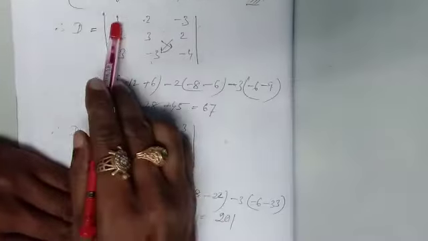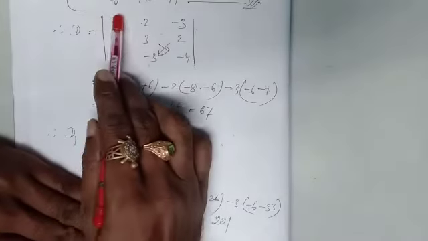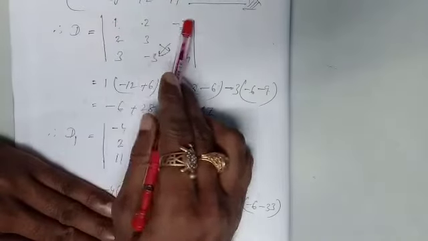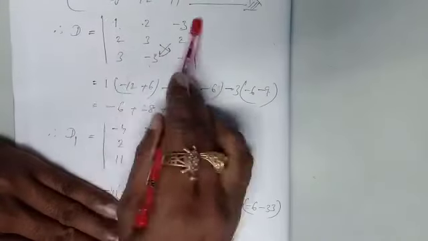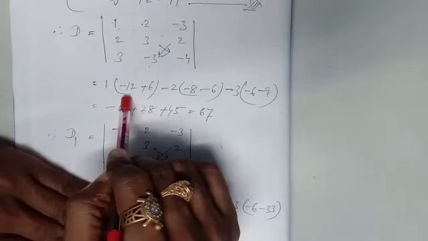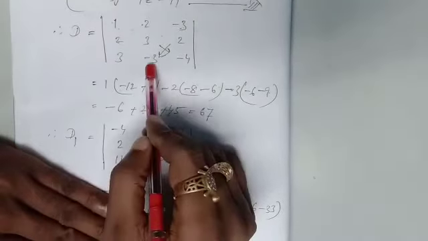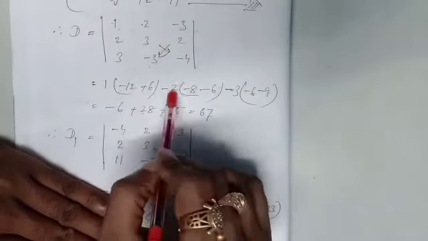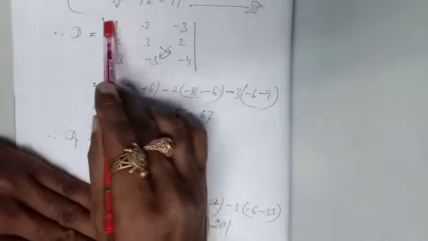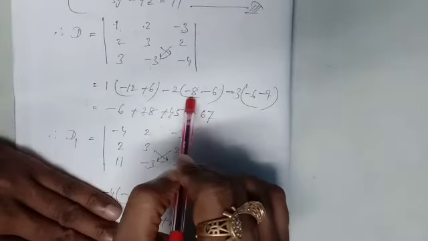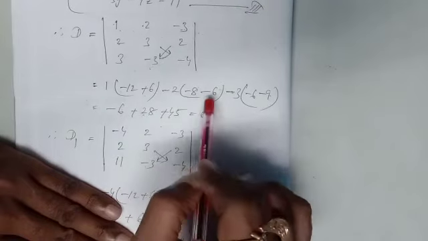How to evaluate? Already I have explained. The first number is 1. If you want to break it row wise, first row, 1 into, omit that row and column: 3 into minus 4, it is minus 12. Minus of 2 into minus 3, that is plus 6. Again, second number is minus 2. Omit this column and row: 3, 2 into minus 4, that is minus 8. Minus 2 into 3, that is minus 6.